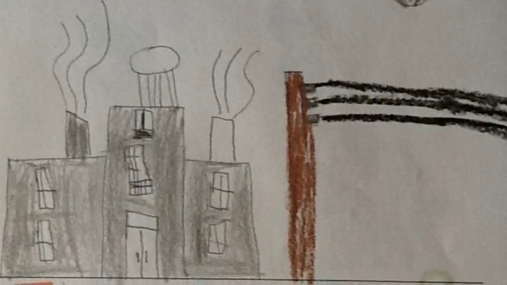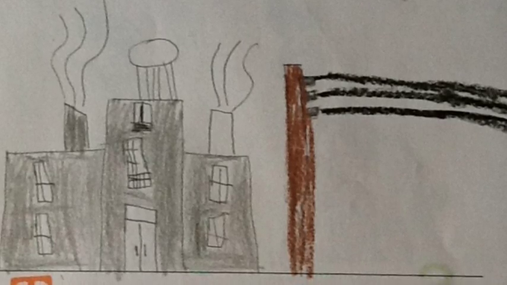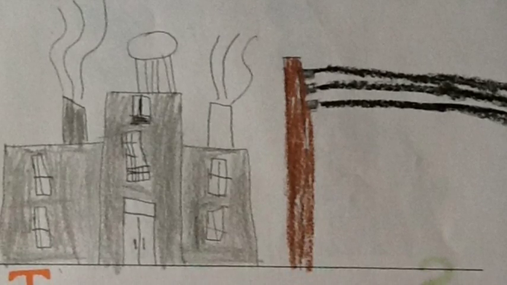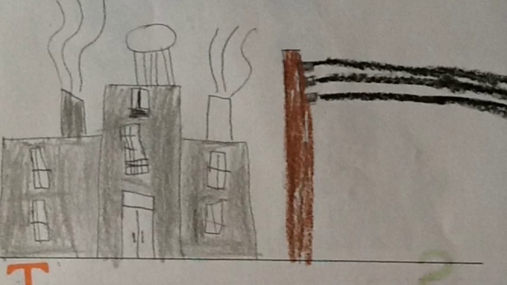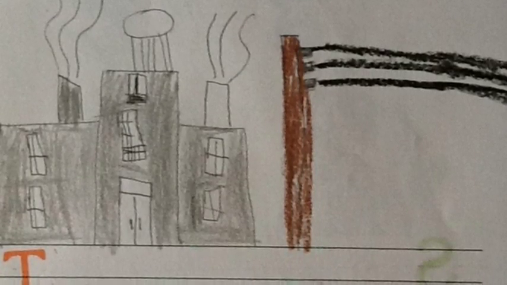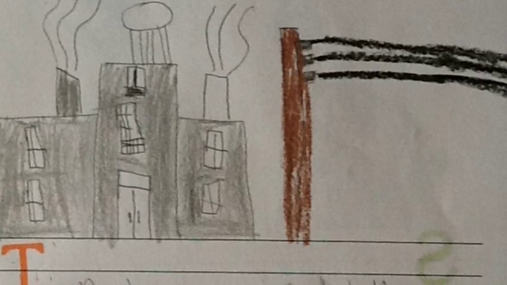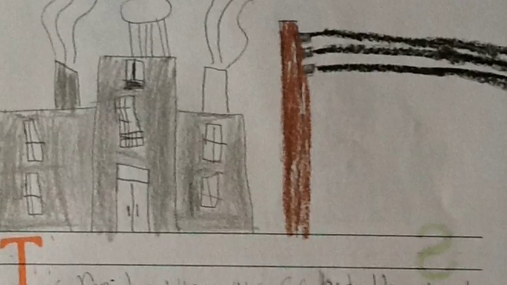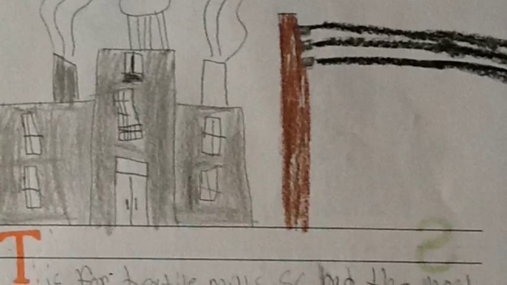T is for textile mills. South Carolina had the most textile mills in 1902. Railroads connected mills together. In mills, it was very dirty. Most mills had no bathrooms, just a hole. They worked 12 hours a day. Men got paid $5 a week.